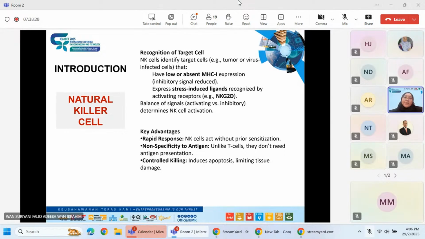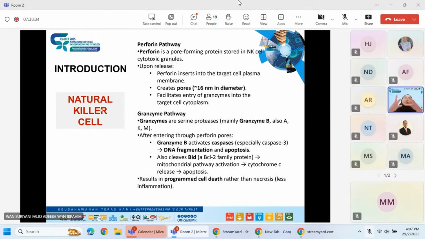In this case, we want to look at two things: the perforin pathway and the granzyme pathway. In a simplified version, perforin is a pore-forming protein stored in the NK cell cytotoxic granules. When perforin is released into the target cells, it will create a pore, and then the granzyme enters and kills the cancer cells from within. So this is how NK cells work.